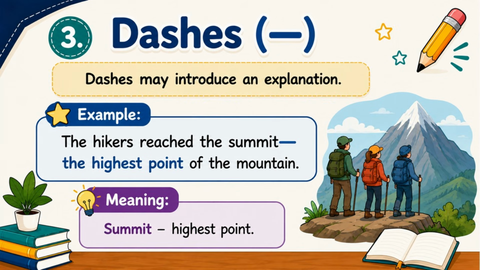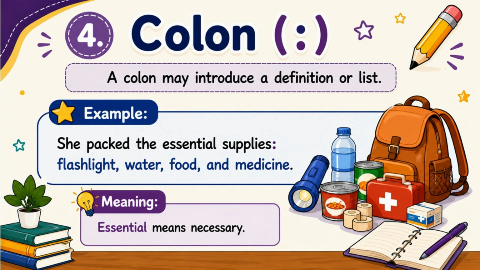Dashes. Dashes may introduce an explanation. For example, the hikers reached the summit, the highest point of the mountain. Summit means highest point. Number 4, colon. A colon may introduce a definition or list. For example, she packed the essential supplies: flashlight, water, food, and medicine. Essential means necessary.